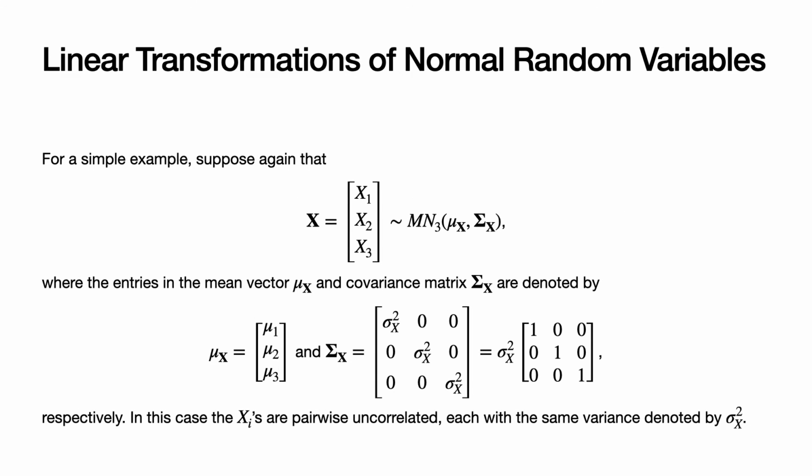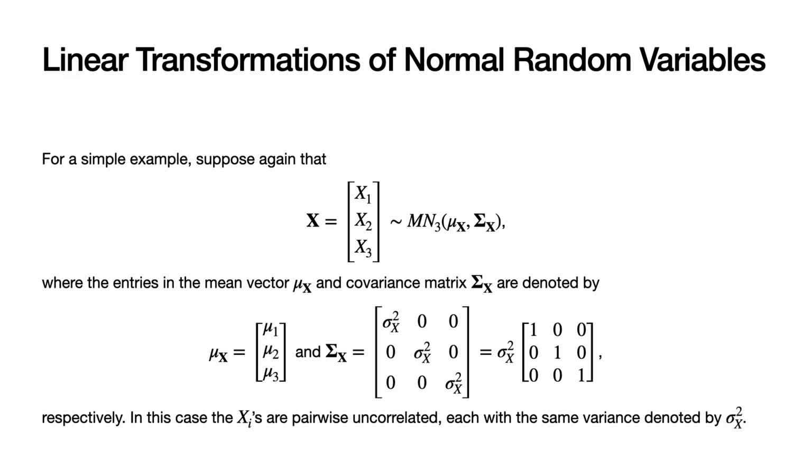Now for a simple example, again suppose that x is a 3×1 random vector that varies according to a multivariate normal distribution of rank 3 with mean vector mu sub x and covariance matrix cap sig sub x, where the entries in the mean vector mu sub x are shown here, mu1, mu2, and mu3, and the covariance matrix has the following form. So it's a 3×3 square matrix with diagonal entries, each equal to sigma squared sub x, and the off-diagonal elements are all 0.